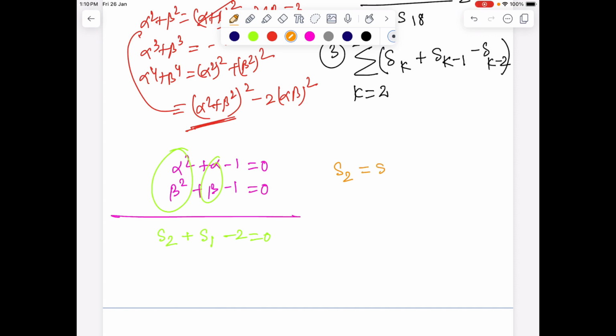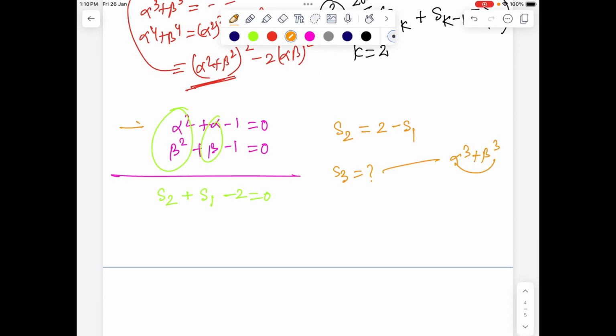So if we know S1, we can easily calculate S2, which is 2 minus S1. How to get S3? Now that's the challenging part. To get S3, basically we need to create an alpha cube and beta cube kind of structure.